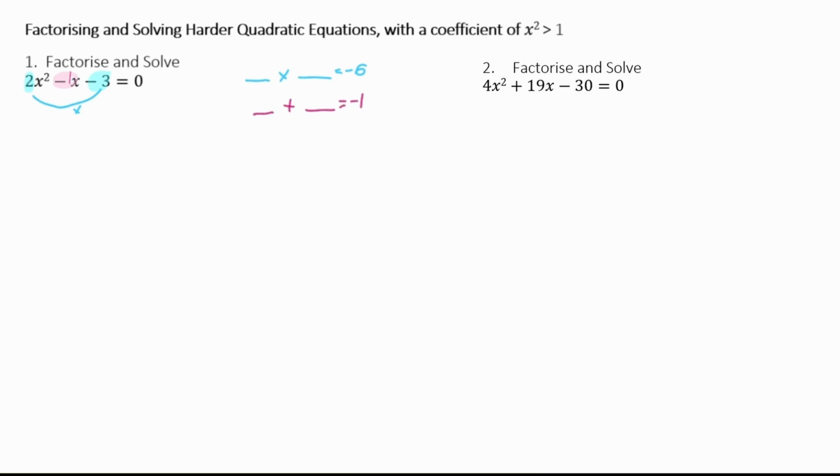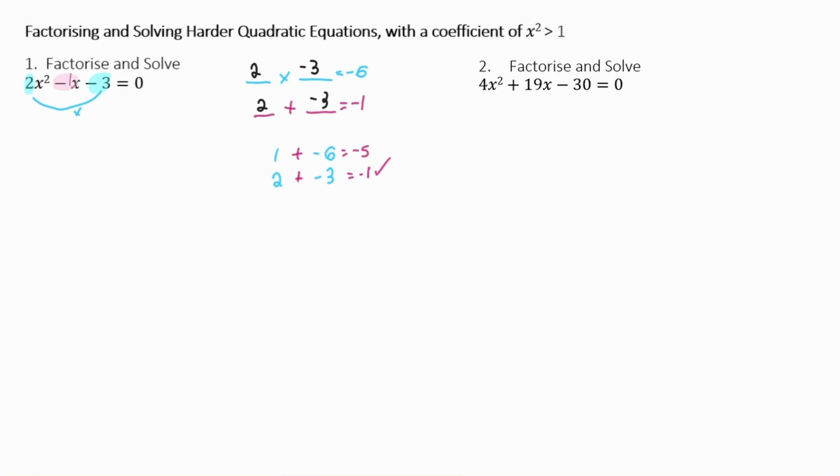So if we look at the factors of 6, we have 1 and 6 and 2 and 3. Because we are multiplying to get a negative number and also adding to get a negative number, that means the bigger factor would have to be negative. So if we do 1 plus negative 6, that gives us negative 5, so we're not going to use that. But if we do 2 plus negative 3, that gives us negative 1. So the two factors that we will be using are 2 and negative 3 to multiply to give us minus 6 and add to give us negative 1.